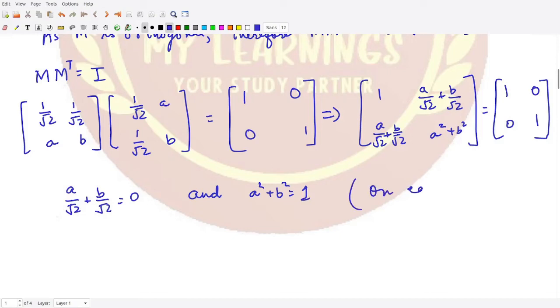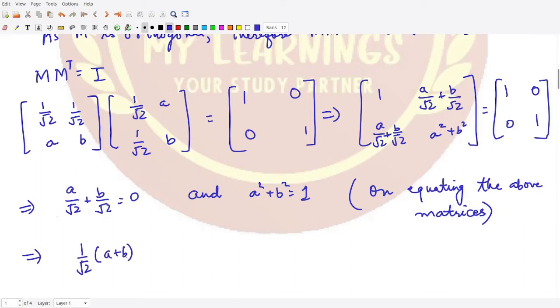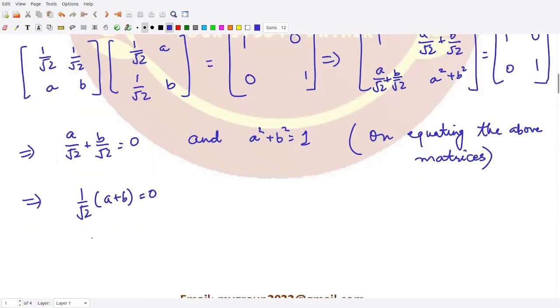On equating the above matrices, you obtain these two conditions from here. From the first condition, what do you have? You could take out 1 by square root 2 common from both of these, so that you have A plus B equal to 0.